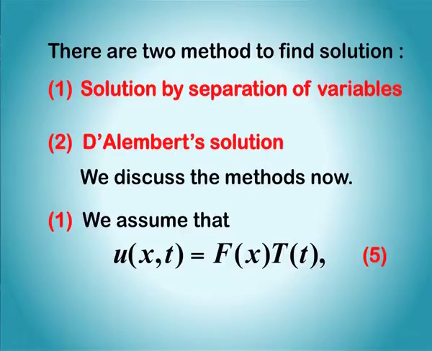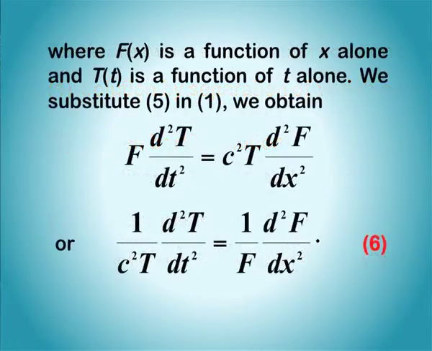The first is we assume that u is a function of x and t and that is equal to a function of x and a function of t. So, F is a function of x alone, T is a function of t alone, that I have given here. F(x) is a function of x alone and T(t) is a function of t alone, is a must, is mandatory. We substitute 5 in 1, the equation 1 that we have seen and the equation 5 that we have just now read. This gives us a relation something like this, as you can see.